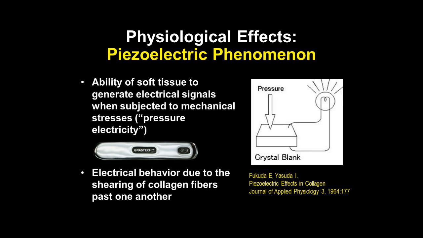The next physiological effect that we hypothesize, there is some empirical evidence, is that of piezoelectricity. Piezoelectricity refers to the ability of soft tissue to generate electrical signals when subjected to mechanical stresses. This was originally studied by the authors listed on this slide in 1964. They studied the electrical behavior that can be measured when soft tissues are sheared one on top of the other.